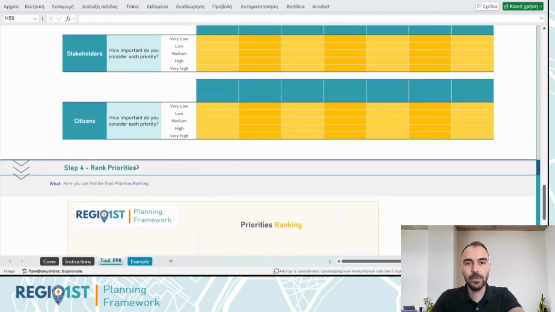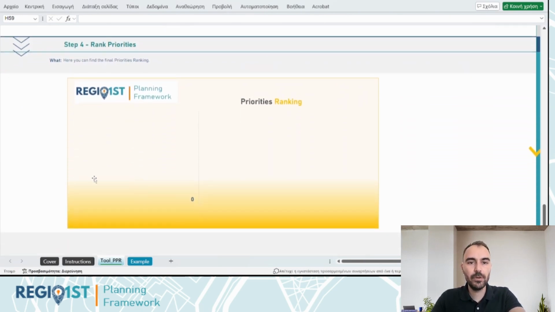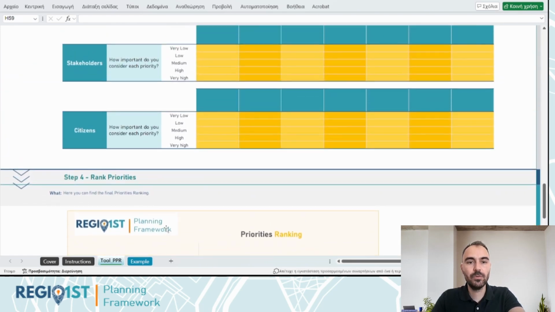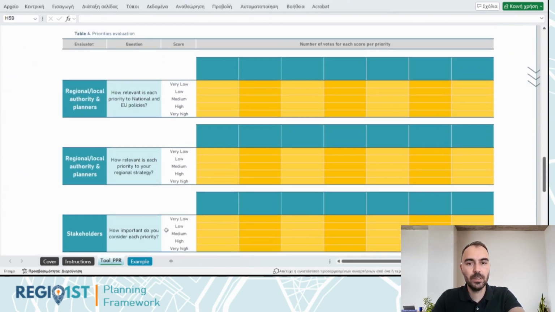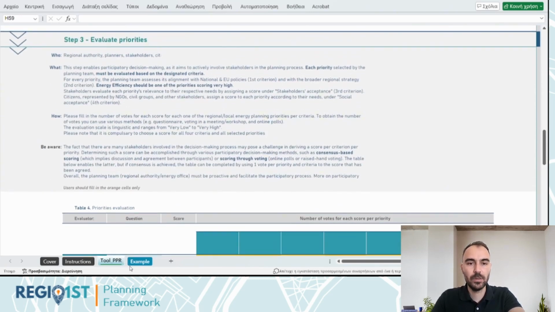In the final step, the tool's algorithm calculates its priority score, and the final priorities ranking is presented in a bar chart. By using this transparent framework, the PPR tool enables the consideration of diverse perspectives and expertise, ensuring a robust evaluation and ranking of priorities.